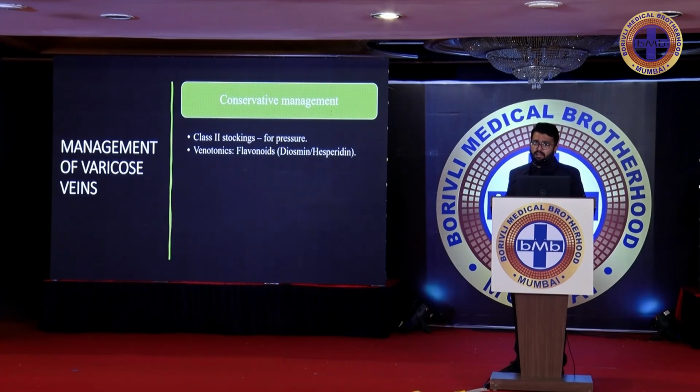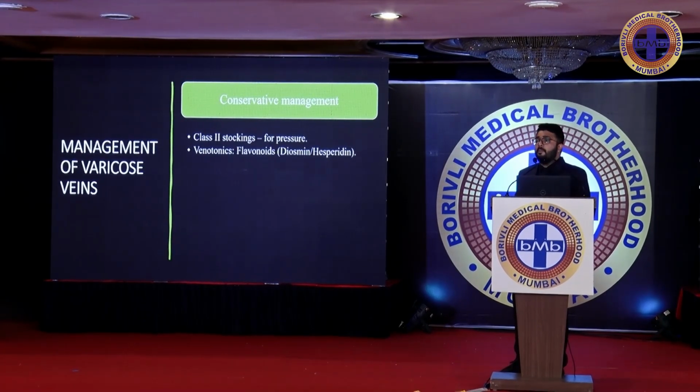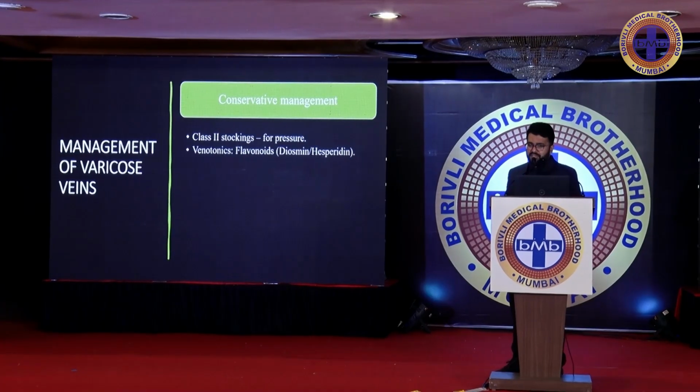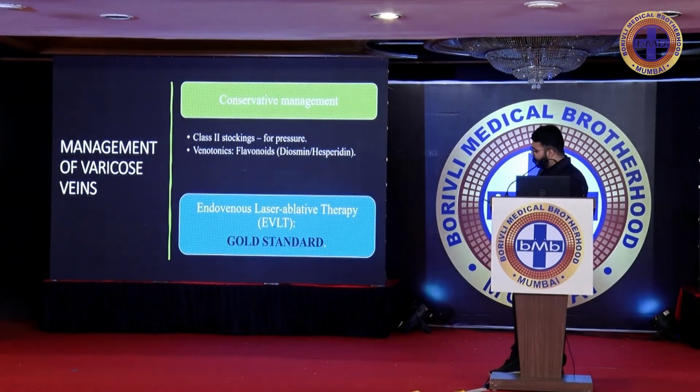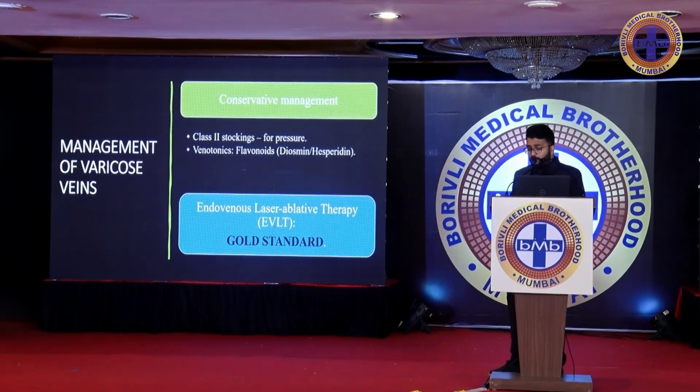So this, we are familiar with Daflon 1000 milligrams. That's not just a hoax drug. It's actually an inhibitor of thromboxane A2. So because of inhibition of thromboxane A2, the diosmin and hesperidin component actually results in improved tone of the vein, facilitating drainage towards the heart. When this fails, the treatment of choice is endovenous laser ablation. That is the gold standard in the form of EVLT.